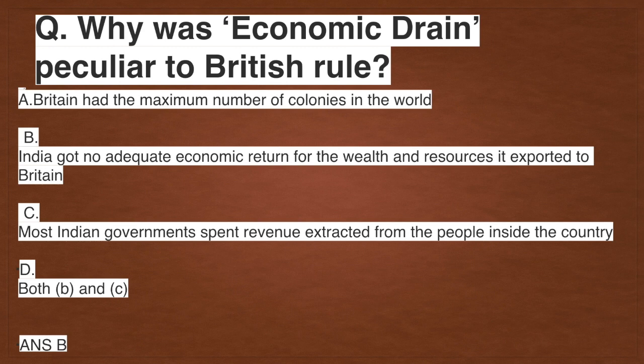India became the agricultural colony for manufactured British commodities, especially supplying raw materials. They considered Indian farmers as slaves. The British exported agricultural raw material as a part of India's wealth and resources, for which India got no adequate economic return. Hence the right answer is B.